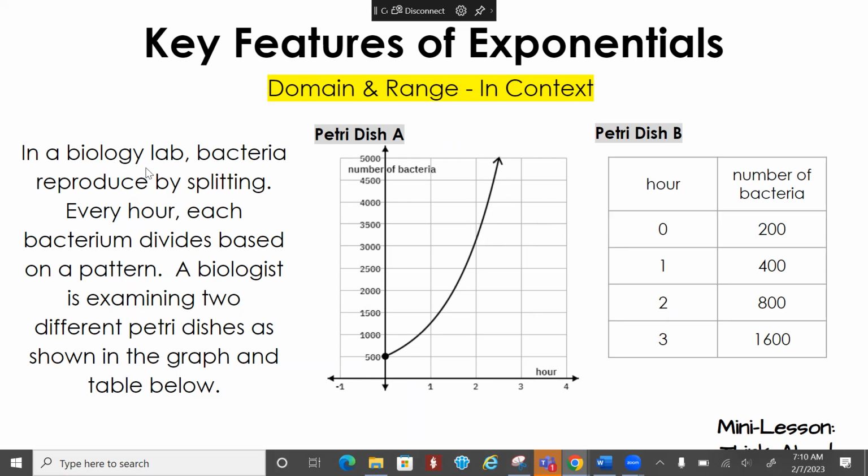Okay. So in a biology lab, bacteria reproduce by splitting every hour. Each bacterium divides based on the pattern. A biologist is examining two different Petri dishes as shown in the graph and table below. Okay, so let's go ahead and find the domain and the range of this one.